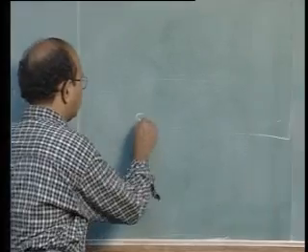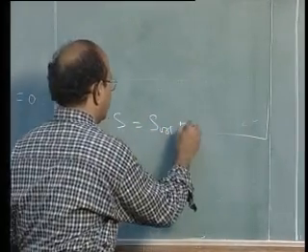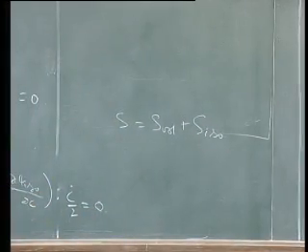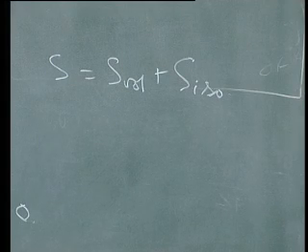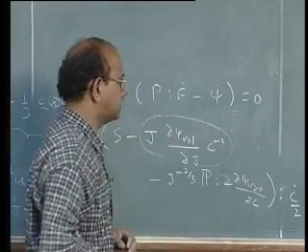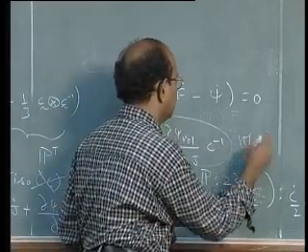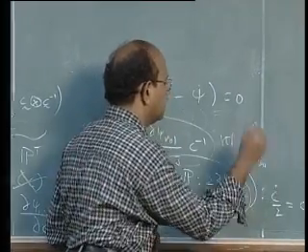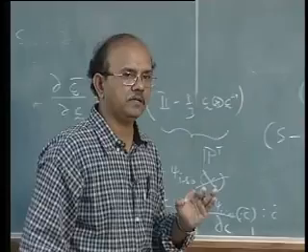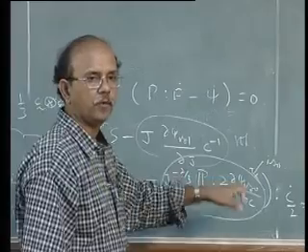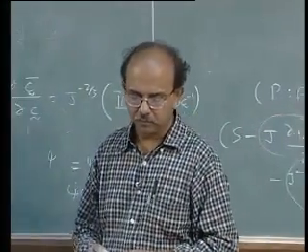So in other words, S has 2 parts, S volumetric plus S isochoric. The first part is the volumetric part, the second part is the isochoric part. So that's the volumetric part. That is the isochoric part. So the major thing in compressible elasticity is to split psi into 2 parts, volumetric and isochoric.